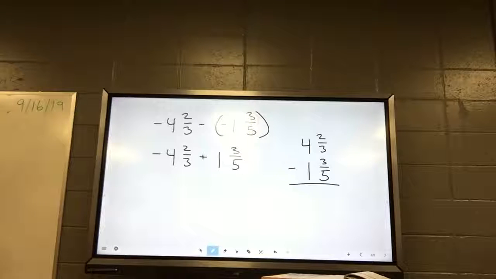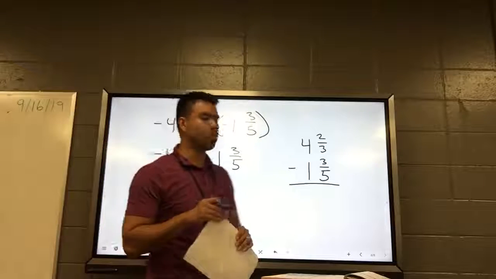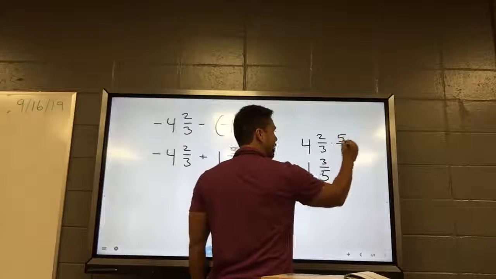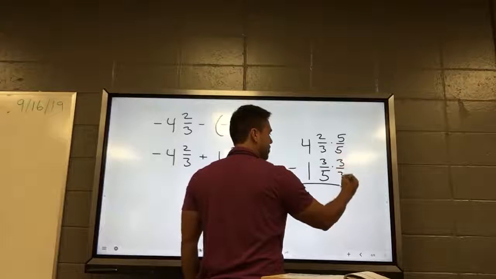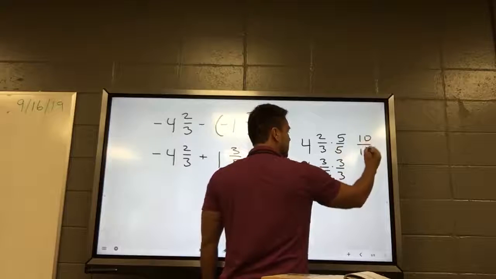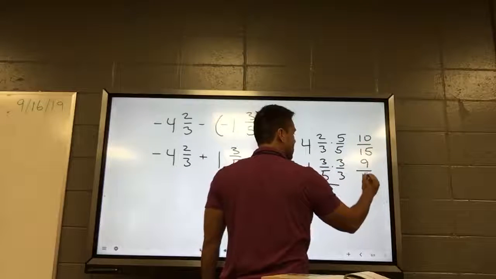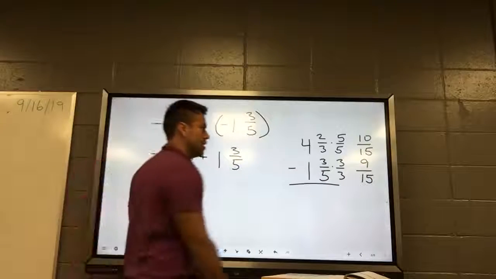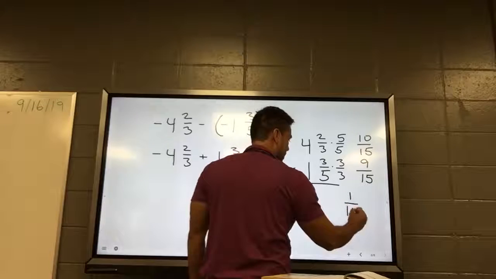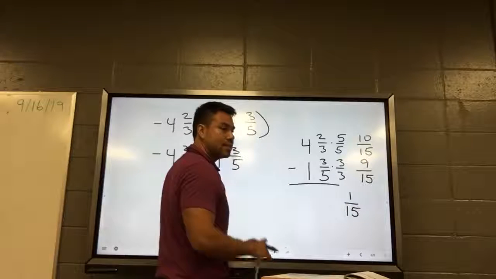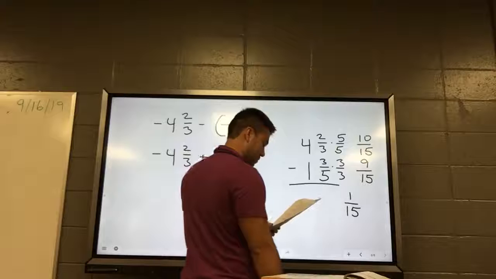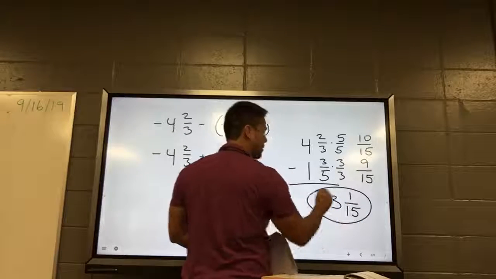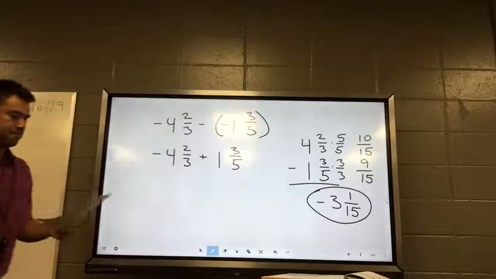Okay, I'll let you get the answer in just a minute, Ethan, but what's the common denominator? 15. So I'm going to multiply this by 5/5 and by 3/3 down here. 10/15, 9/15. So it's 10/15 minus 9/15. 1/15. What do you get, Ethan, final answer? 3 1/15. Very close. Negative 3 1/15. Good job, guys.